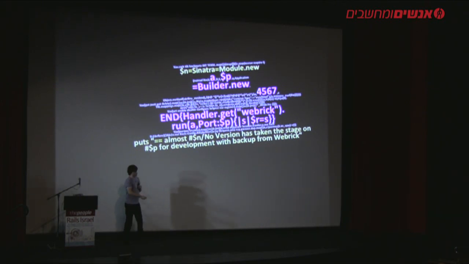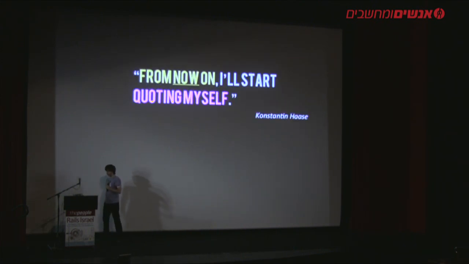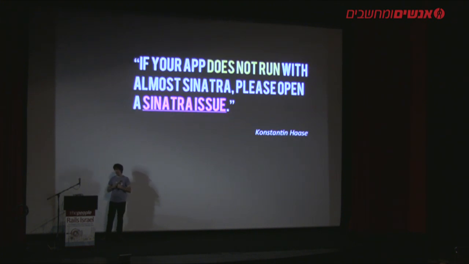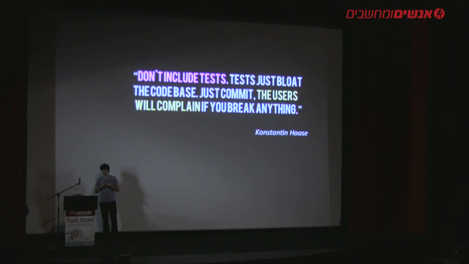I'm not sure if you noticed this, but it's all about the fun. And from now on, I'll just start quoting myself. If your app does not run with Almost Sinatra, please open a Sinatra issue. Versions are to software what Subversion is to Git. And also, to agree with Chad, don't include tests. Tests just bloat the code base. Just commit. The users will complain if you break anything. Don't tell anyone I work at Travis CI.